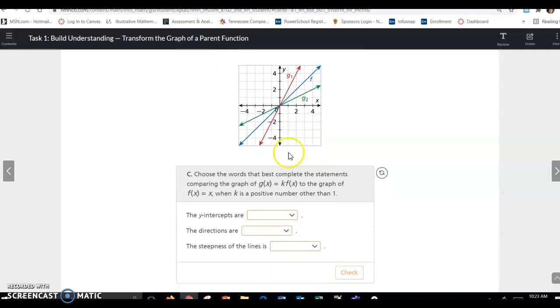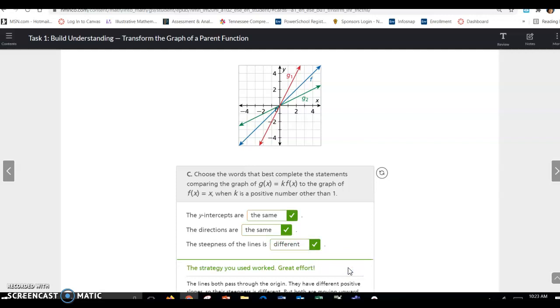All right, choose the words that best compare the graphs of g of x equals k times f of x to the graph of f of x equals x, your parent function, when k is a positive number other than 1. So your y-intercepts are the same. You can see they all cross at 0. The directions are still all going the same direction. They're still all going up from left to right. And this time the steepness of the line is different.